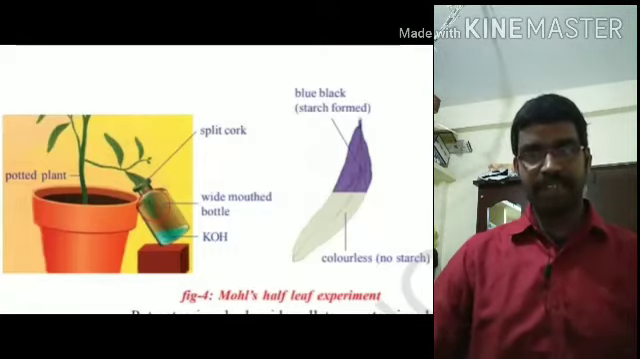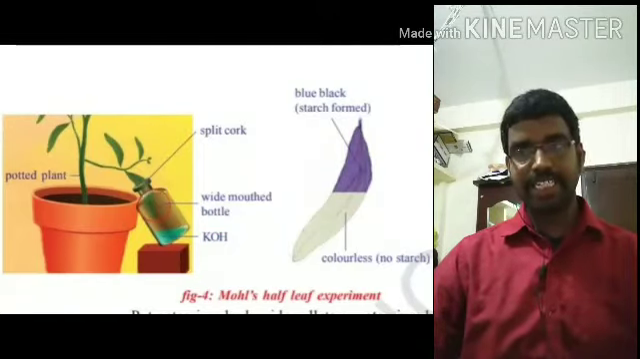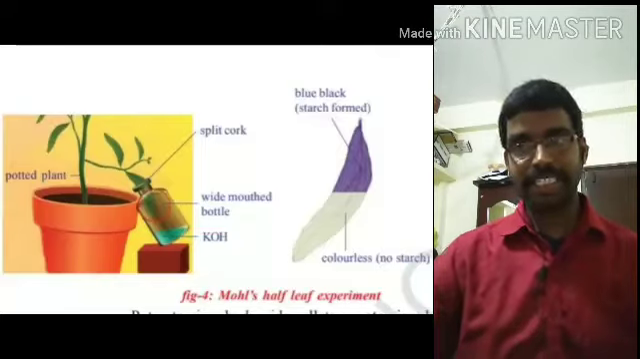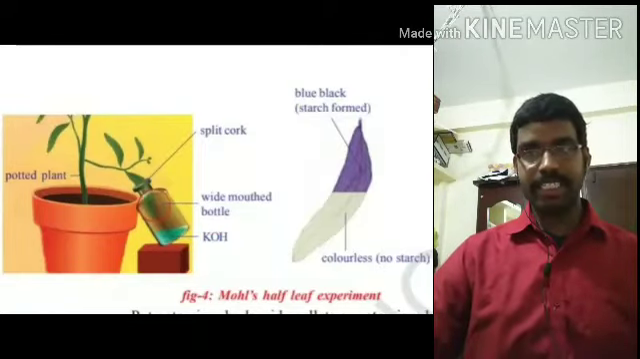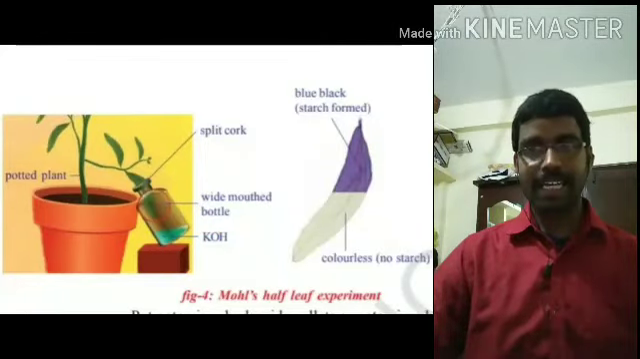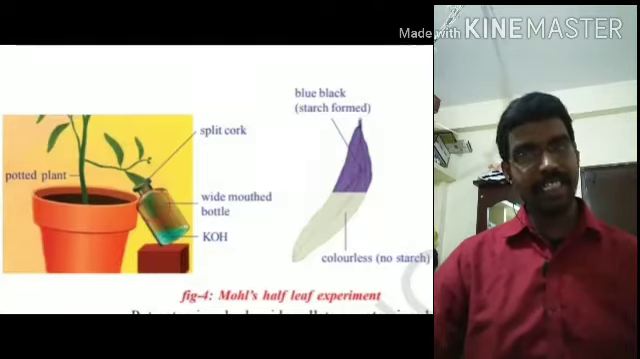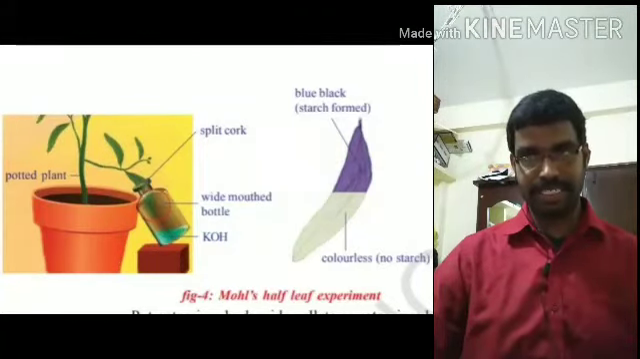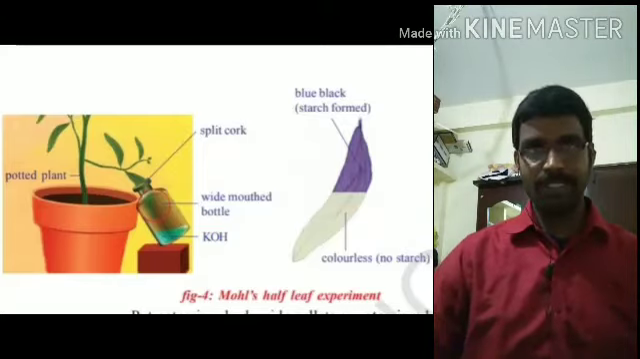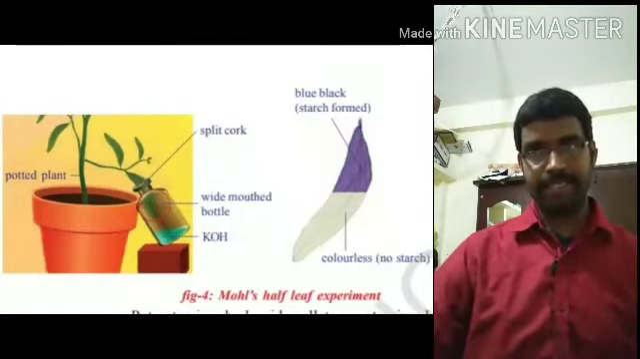The leaf part which is exposed to the atmosphere, air and light, becomes blue black in color, and the other side, which is present in the bottle, does not turn blue black; it remains colorless. This proves that carbon dioxide is necessary for photosynthesis. In this activity, we conclude that carbon dioxide is necessary for photosynthesis.